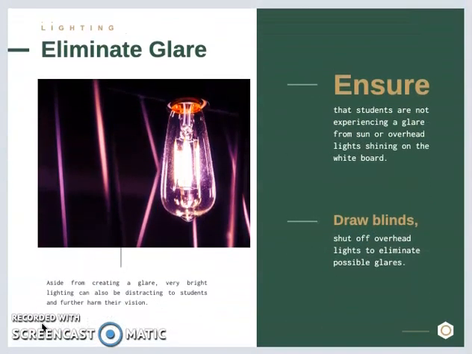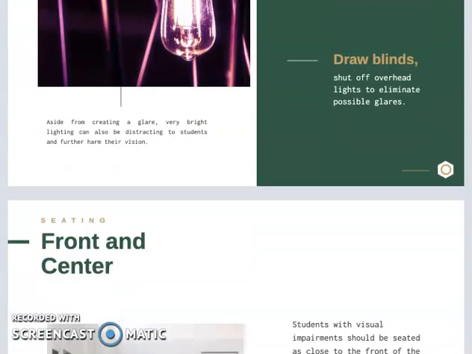Okay. So, when teaching students with visual impairments, lighting is essential. You want to make sure you're eliminating any and all glares that could be projecting onto your whiteboard, and you want to make sure that there's no blinding lights that are coming in through the windows. So, make sure you're drawing your blinds. Also, sometimes fluorescent lights can be really harsh and distracting for students, so try and keep the lighting as soft and calming as possible while ensuring that there's still enough for students to see.